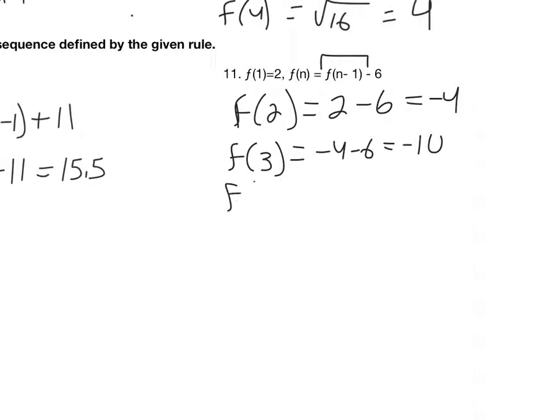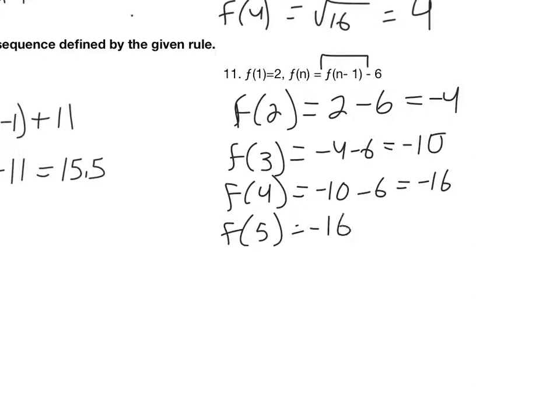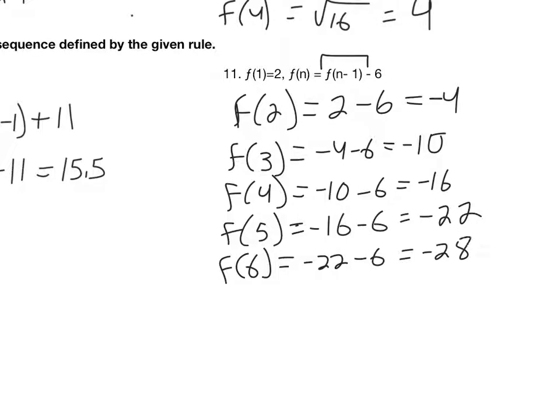How would we find f of 4? Previous term minus 6, which is -16. F of 5: previous term minus 6, which is -22. F of 6 will be previous term minus 6, which is -28. F of 7 would be previous term, -28, minus 6, which is -34.